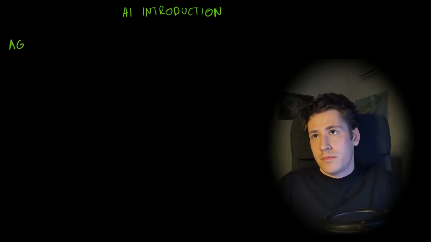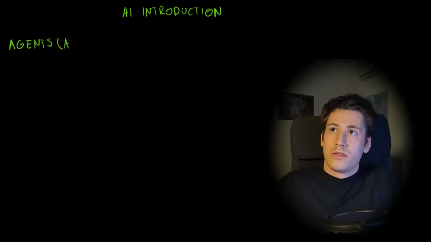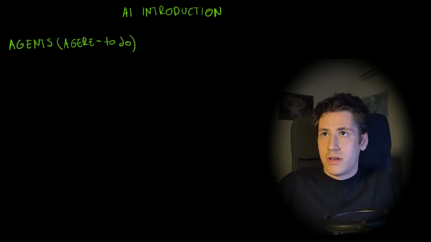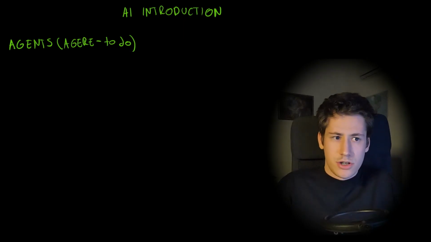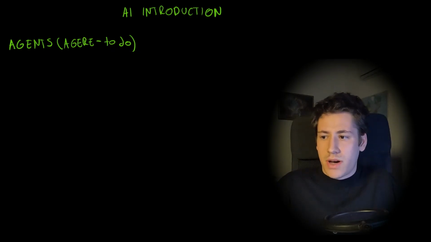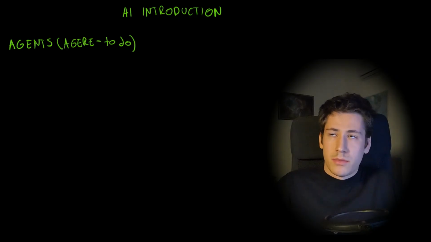Agents, from the Latin word agere, which means to do. So an agent, in the most basic words said, is just an entity that does something. But how do we define an intelligent agent? What is an intelligent agent? Well, we first need to look at how we define intelligence itself. And we'll take a look at that a little bit later on.